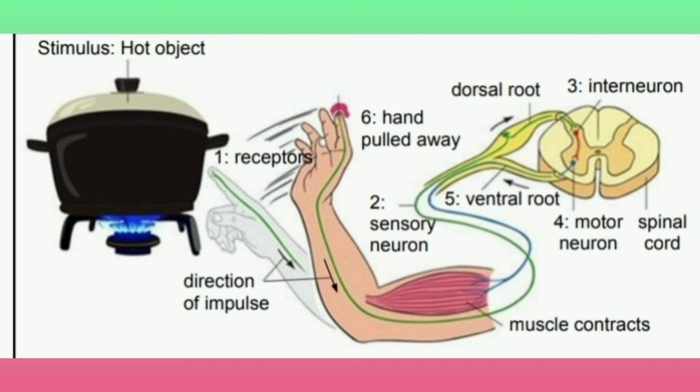As you can see in the diagram, the reflex action does not include the brain. Impulses will reach the brain after the reflex arc is completed. This will result in the pain being felt.